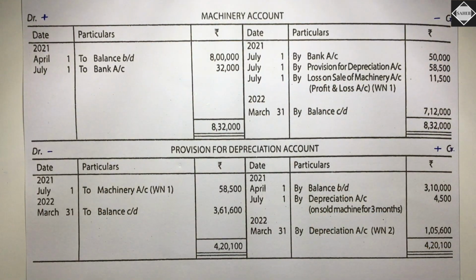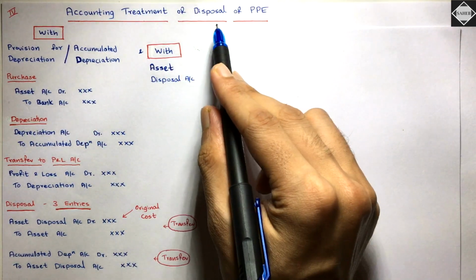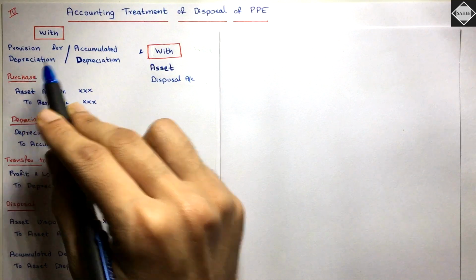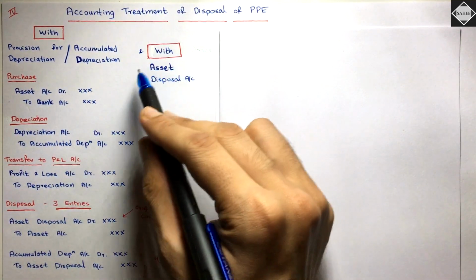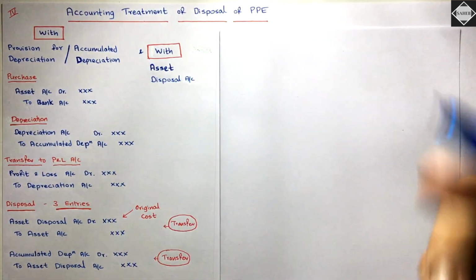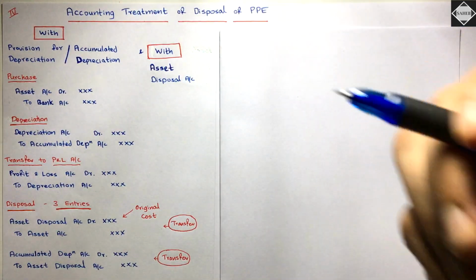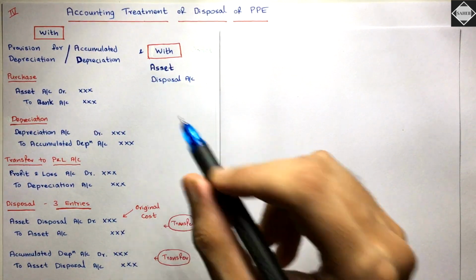Let's move on to case 4. Now see, here we have case 4, accounting treatment of disposal of PPE. That is when we are maintaining provision for depreciation account or accumulated depreciation account, and we are also opening a temporary account called asset disposal account when we sell off the asset. And whatever transaction or event takes place because of disposal will be recorded through this account only, asset disposal. Is that clear?